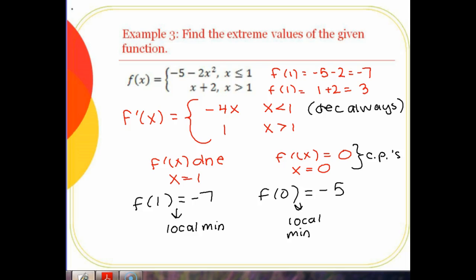Because that's why I looked at the derivative. This is always decreasing. So if the derivative is negative always on that domain, then it's always decreasing.